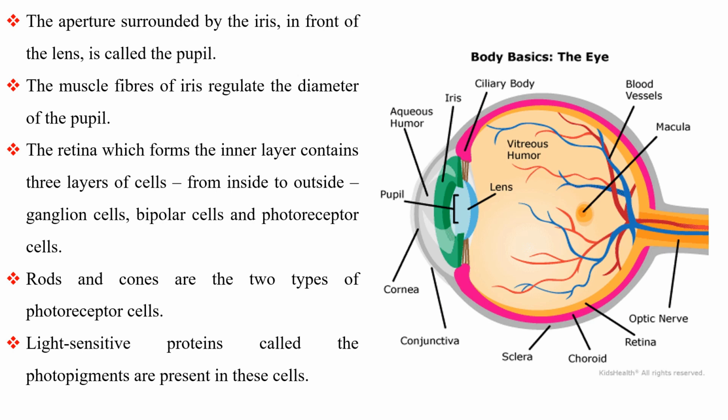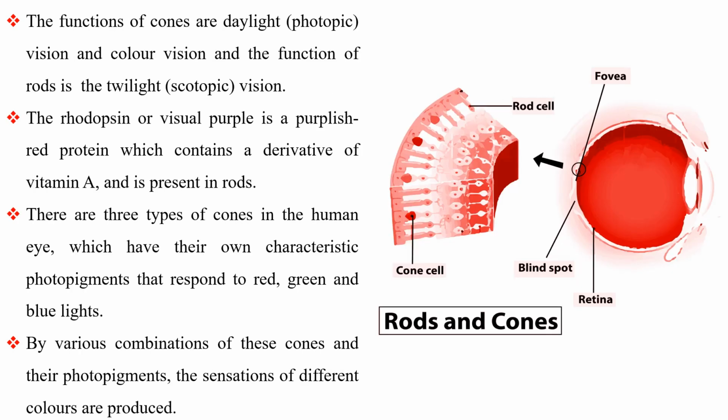The retina, which forms the inner layer, contains three layers of cells from inside to outside: ganglion cells, bipolar cells, and photoreceptor cells. Rods and cones are the two types of photoreceptor cells. Light-sensitive proteins called photopigments are present in these cells. The functions of cones are daylight vision and color vision, and the function of rods is twilight vision.